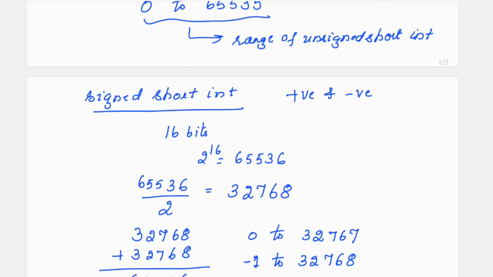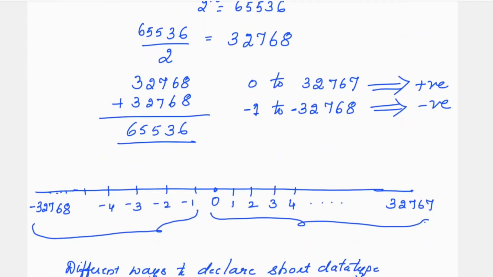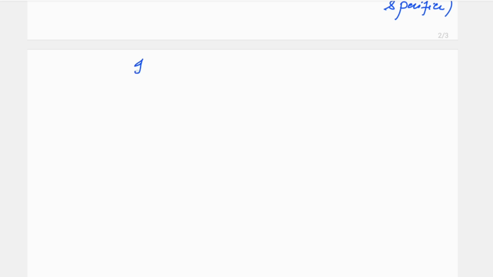And in the case of signed short int, since you have to give values for both positive and negative, the range for the positive numbers is 0 to 32767, and the range for negative values is -1 to -32768.